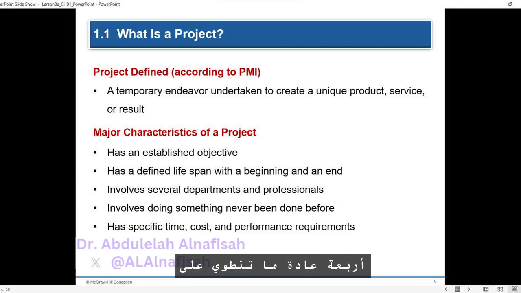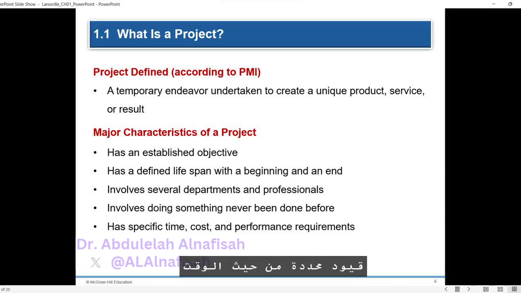4. Usually involves doing something new. Projects often involve undertaking tasks or activities that have not been done before. They may require innovative solutions, the use of new technologies, or the application of unique approaches to achieve the desired outcome. 5. Specific time, cost, and performance requirements.